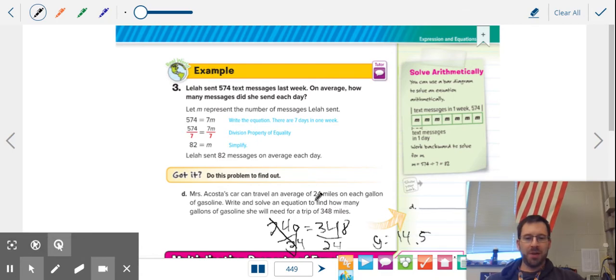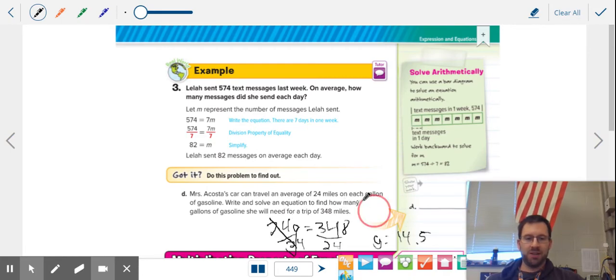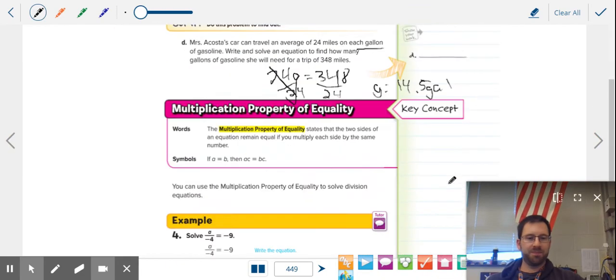Okay. 14.5. Any word problem has to have a label. 14.5 what? 14.5 gallons. You don't have to write gallons of gasoline, but you could if you want.